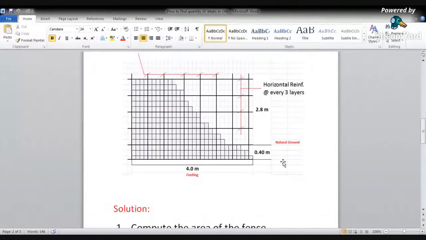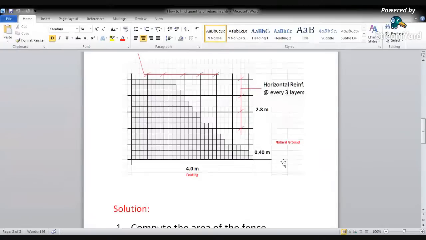Anyway, by the way, there are two kinds of computation. There is the counting method and there is also the area method. But I will show you the area method because this is the simplest one and easy to understand.